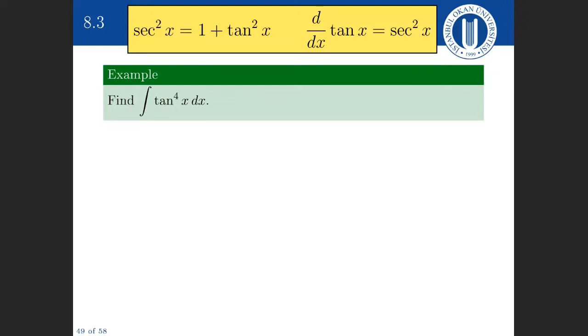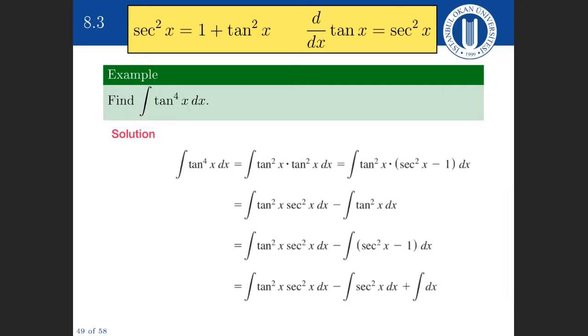Find the integral of tan to the power 4 x dx. I've written two formulae at the top. Tan to the power 4 is the same as tan squared, tan squared. Tan squared is the same as sec squared minus 1. So we end up with the integral of tan squared sec squared minus the integral of tan squared. And then again, for the second one, tan squared is the same as sec squared minus 1.